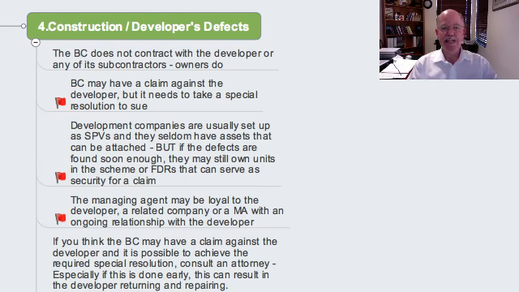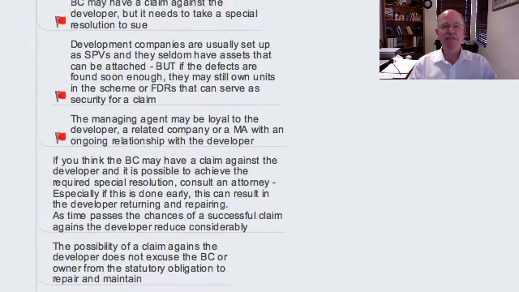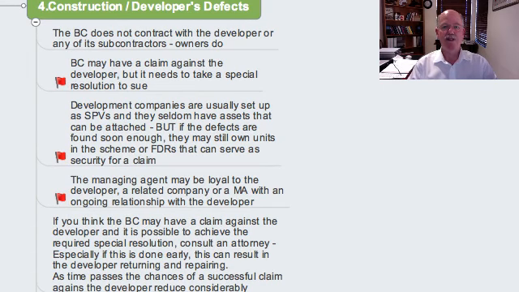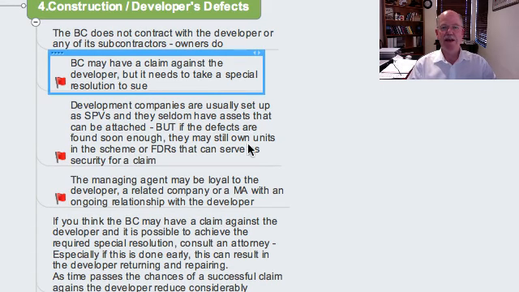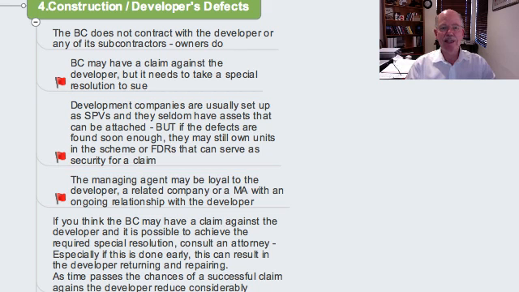The body corporate doesn't contract with the developer or any of its subcontractors. The owners do that. The body corporate may have a claim against the developer, but it needs a special resolution to sue, so you need to be worried about that. Development companies are usually set up as special purpose vehicles, and they seldom have assets that can be attached. But if the defects are found soon enough, the developer company may still own units in the scheme, and those and any future development rights that it holds can serve as security for a claim.